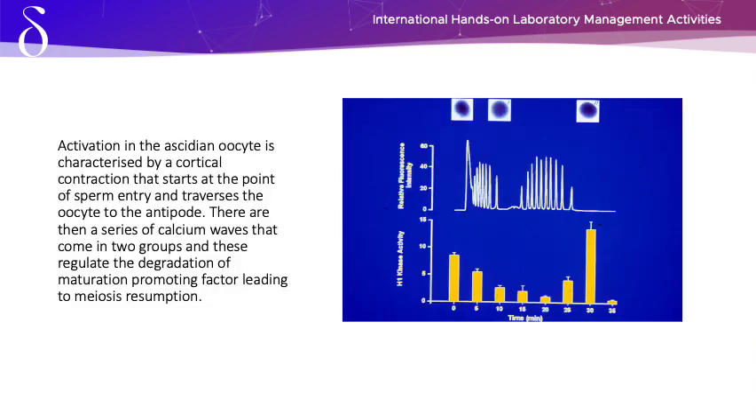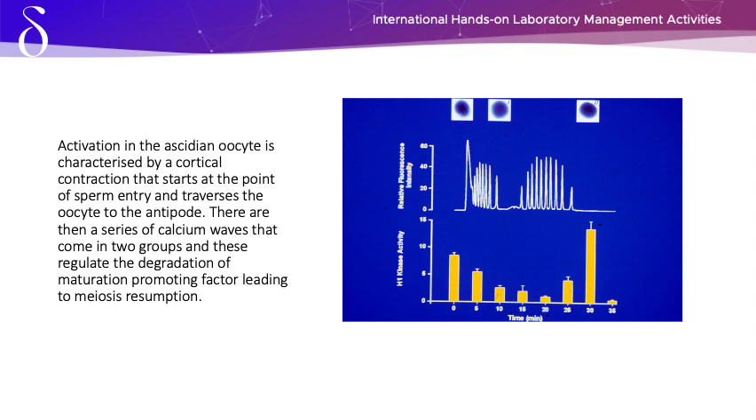Calcium waves are found in all animal oocytes at fertilization. They differ a little in their speed and the type of calcium waves. In some animals, it's one large calcium wave. In others, such as the ascidians and the humans, there's a series of calcium waves that traverse the oocyte.